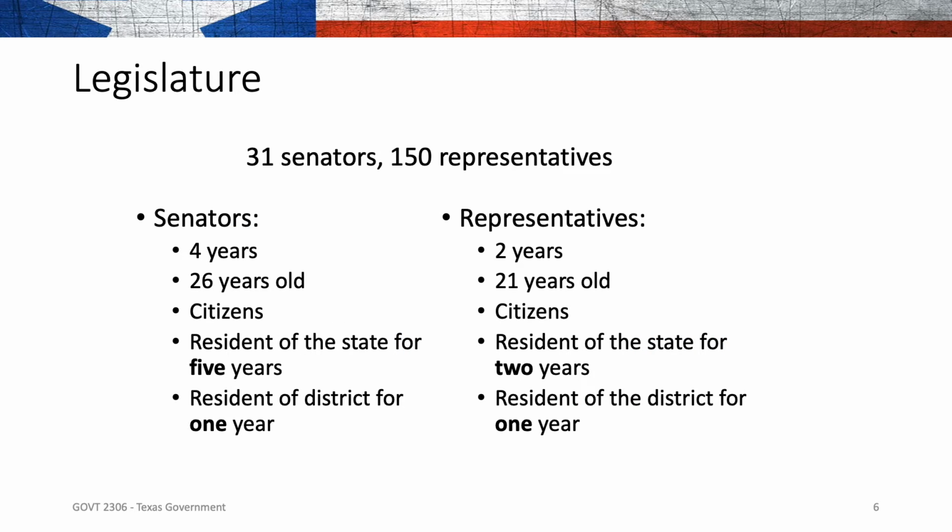In the Texas legislature, there are 31 senators and 150 representatives. The senators, like I said, serve for 4 years. They have to be at least 26 years old, citizens of the United States, a resident of Texas for 5 years, and a resident of their district for 1 year. Representatives serve for 2 years. They must be at least 21 years old, citizens of the United States, residents of Texas for 2 years, and a resident of the district for 1 year.